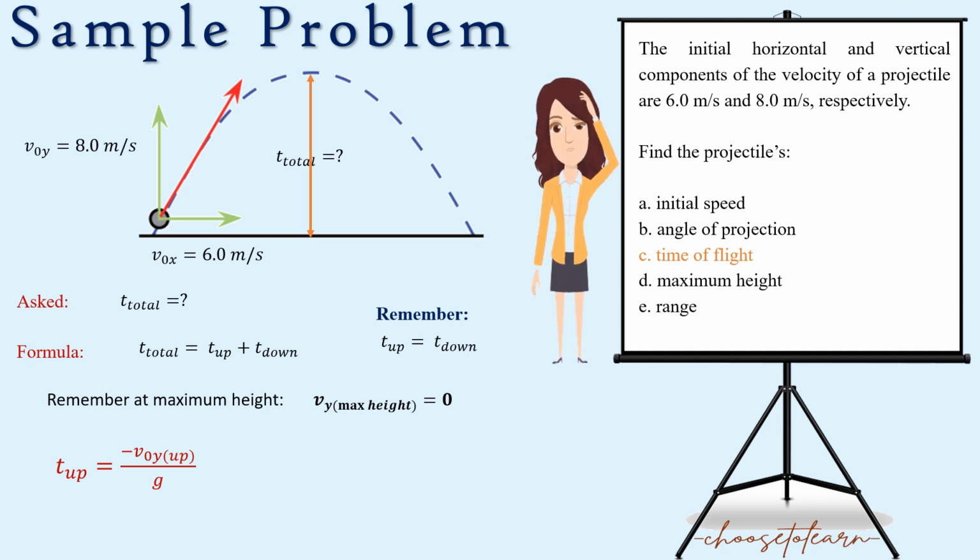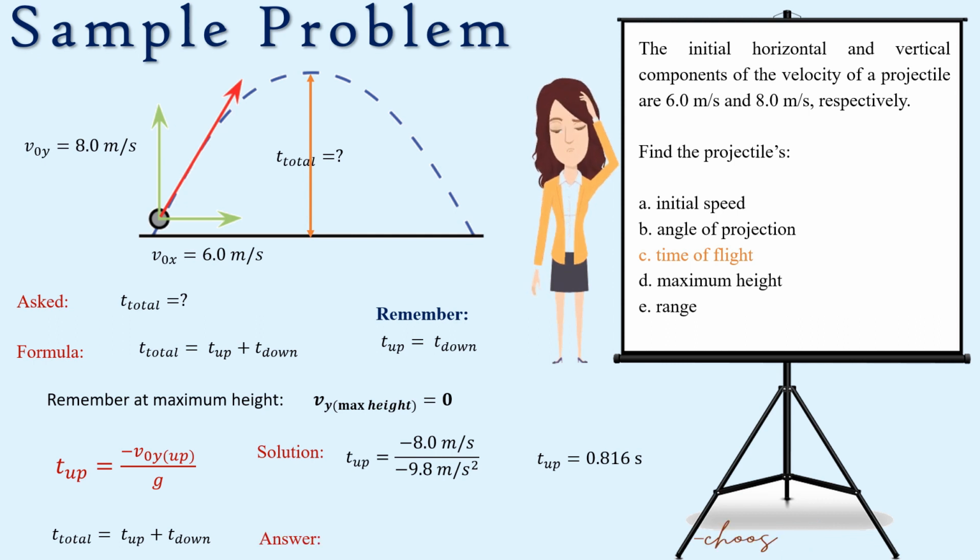So substitute the given to the formula. That's T up, or time going up, equals negative 8.0 meters per second divided by G, which is equivalent to negative 9.8 meters per second squared. Simplify, and our time going up is 0.816 seconds. In order for us to find the total time, since we are asked to find the total time of flight, we will just add the time going up and the time going down. Therefore, the answer is 1.63 seconds. Let's go to our fourth question.